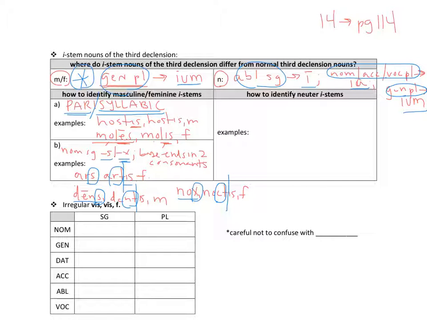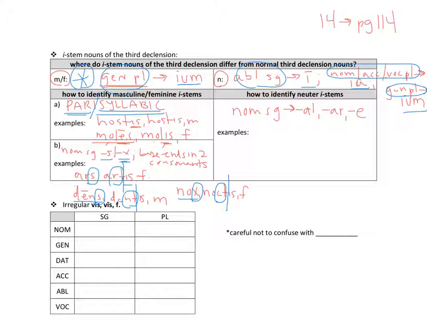Lastly, let's look at the neuter. So this is under neuter I stems on page 115, number 3, it says right there. So if the nominative singular ends in AL, AR, or E, it will have the I in the ablative singular, the IUM in the genitive plural, and also the IA in the nominative, accusative, and vocative plural like we discussed. So remember, once again, the neuter I stems are a lot more involved than your masculine and feminine I stems.